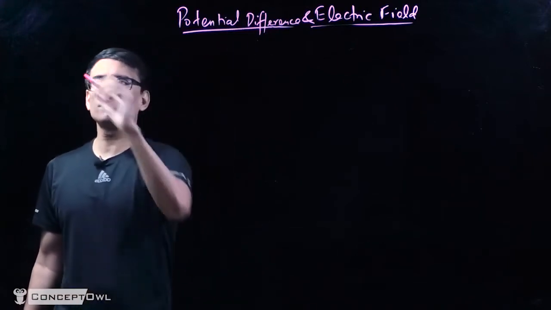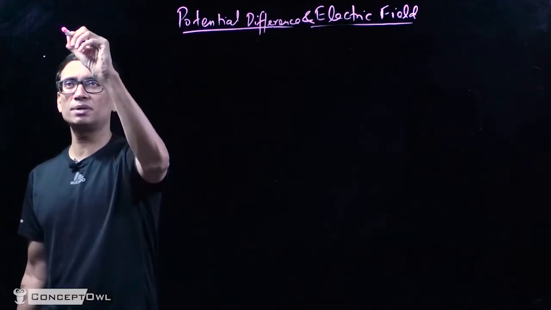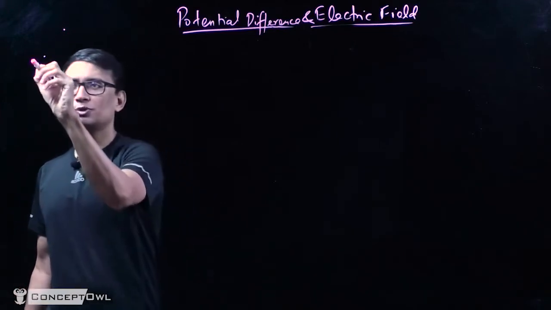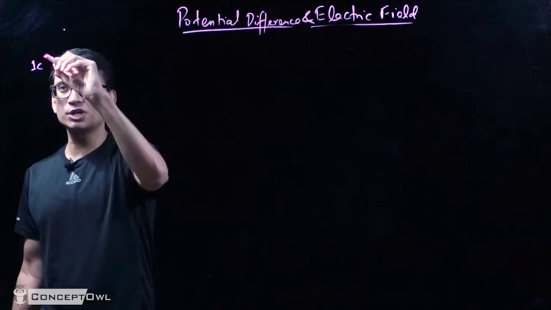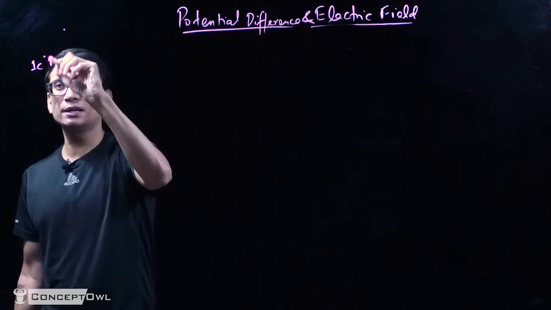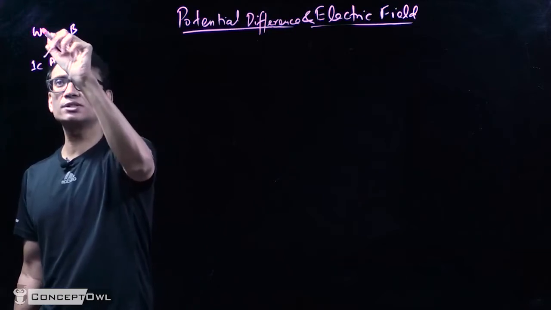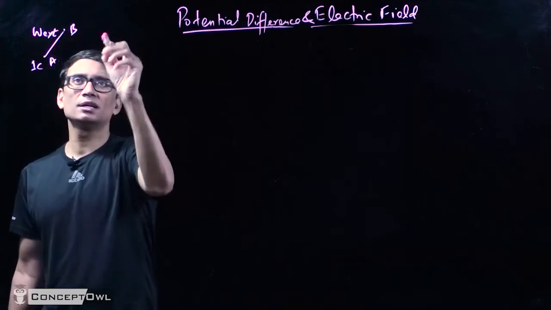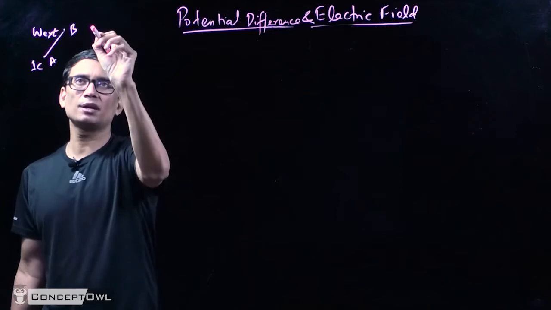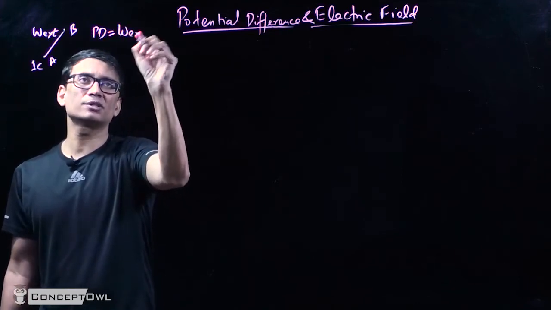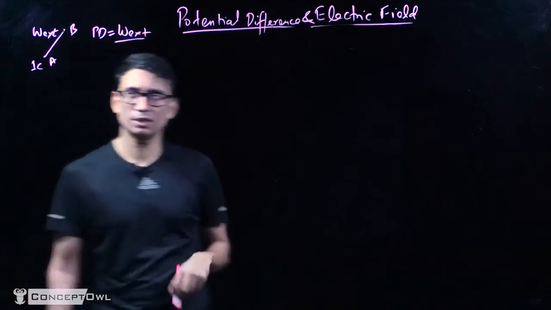Potential difference, what is it? If there are 2 points, let's say A and B, the potential difference is the work done by an external force to take 1 unit charge. If I take 1 coulomb charge from point A to point B, then the work done by the external force is equal to my potential difference. PD, potential difference, is nothing but the work done by the external force in this case.